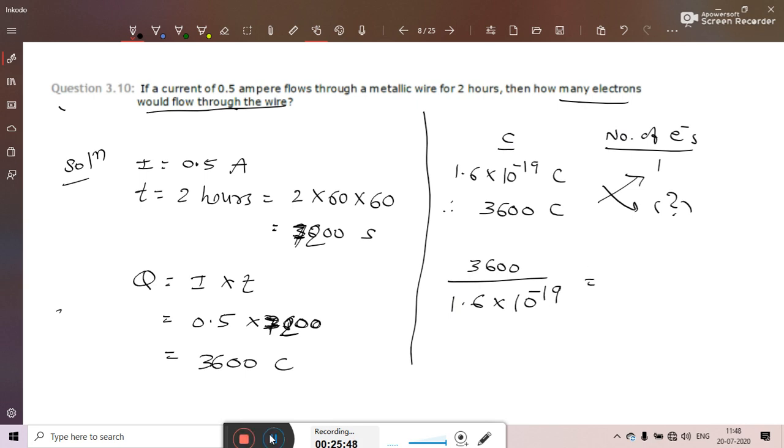So that will be equal to 3600 divided by 1.6 into 10 raised to minus 19. So that will be equal to 2250, and 10 raised to minus 19 in the numerator will become 10 raised to plus 19. Now let us convert it into scientific notation. So that will be equal to 2.25 into 10 raised to 22 electrons. Okay. So this is our answer, 2.25 into 10 raised to 22 electrons.